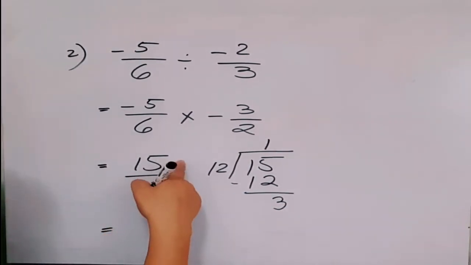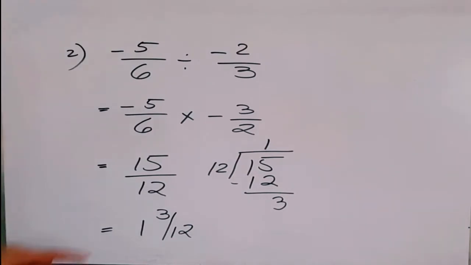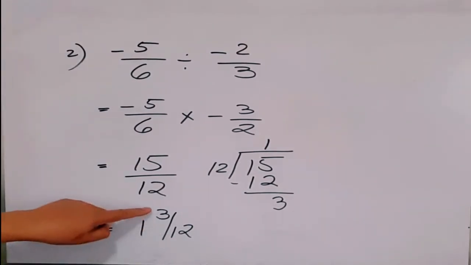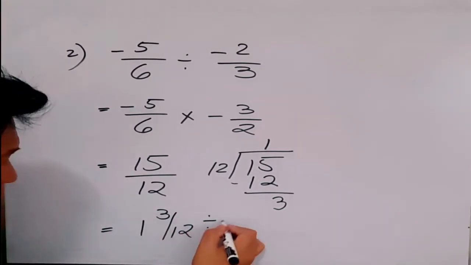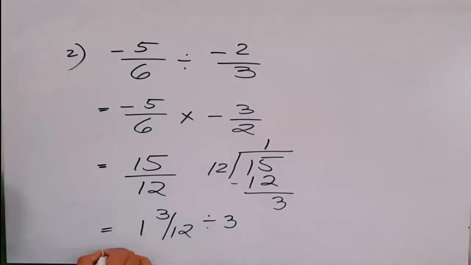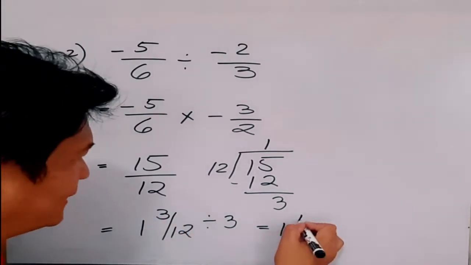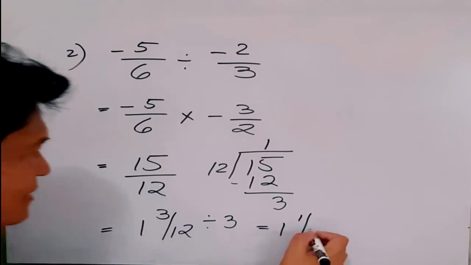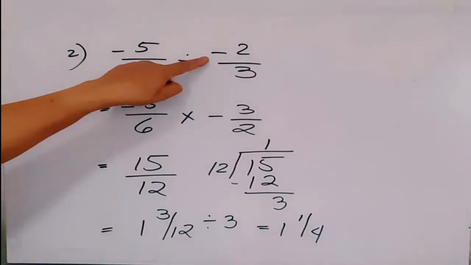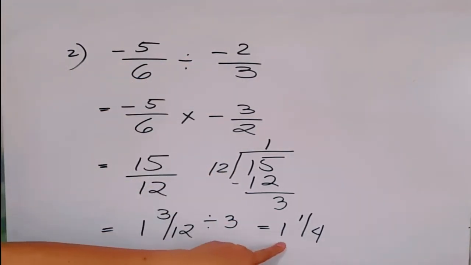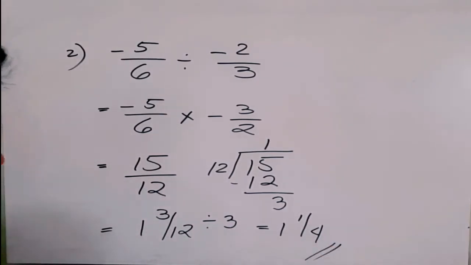Therefore, 15/12 is 1 and 3/12. Can we still reduce this? Yes, because 3 and 12 are both divisible by 3. So we divide both numerator and denominator by 3. 3 divided by 3 is 1. 12 divided by 3 is 4. Therefore, negative 5/6 divided by negative 2/3 is equal to positive 1 and 1/4, or just plainly 1 and 1/4. That is your answer.